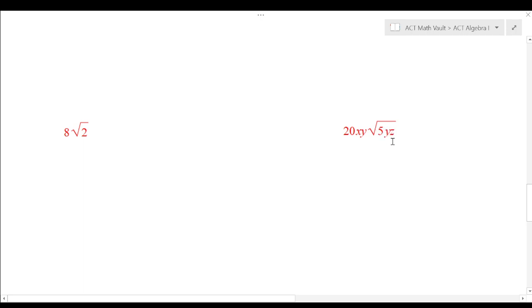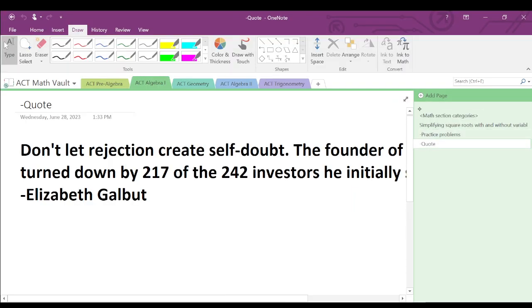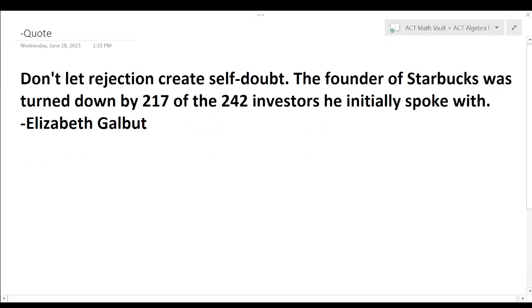How about a quote for inspiration? Don't let rejection create self-doubt. The founder of Starbucks was turned down by 217 of the 242 investors he initially spoke with. It's a great reminder. Also, Michael Jordan was cut from his basketball team in high school. It's a nice tidbit to remember.